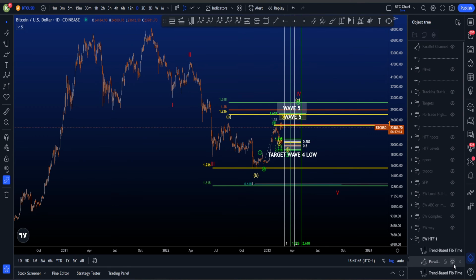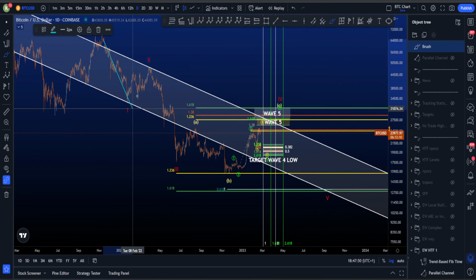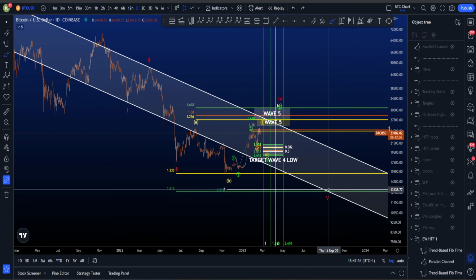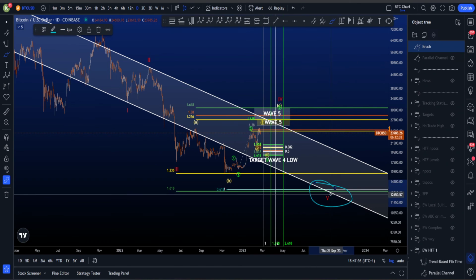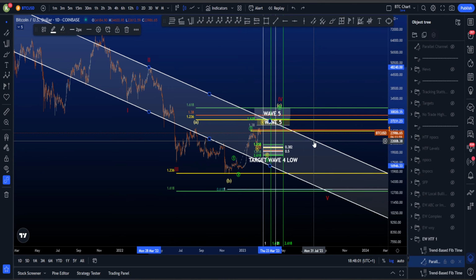And then if we also open the channel, it's going to be the complete shebang, because then we have wave 1, 2, 3, 4, 5, and then the low of the channel again becomes a target for wave 5. So these are the 4 ways you can guess or basically try to calculate where the wave 5 will end.